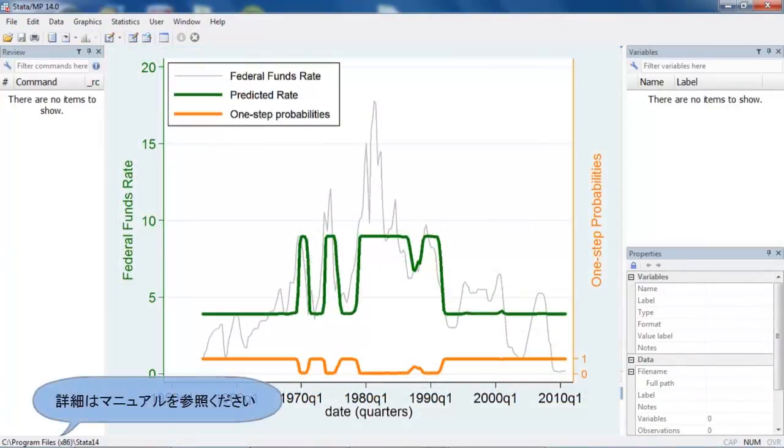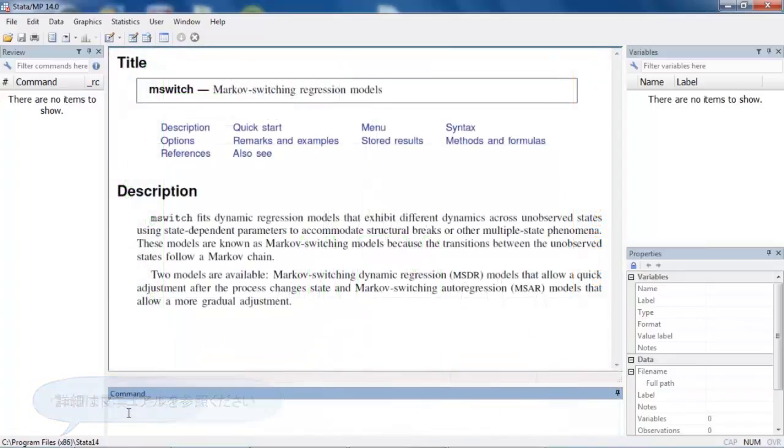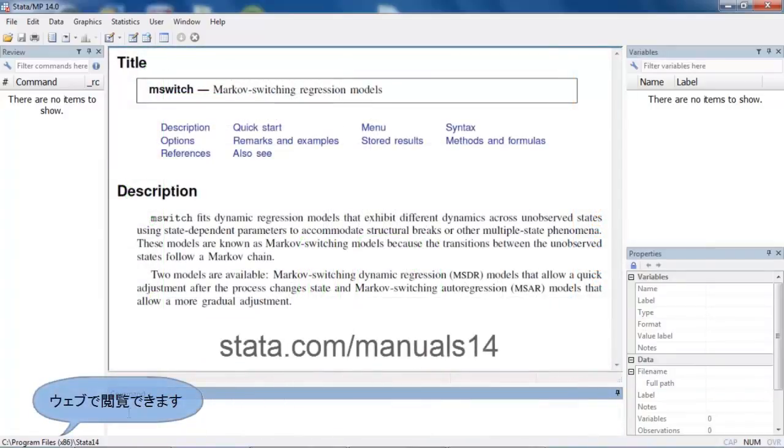If you would like to learn more about Markov switching models and how to fit them using Stata 14, you can download the manual at our website.